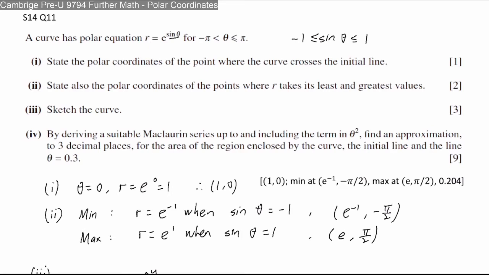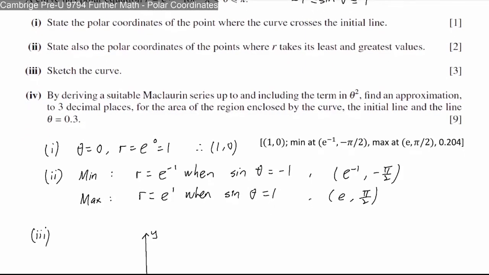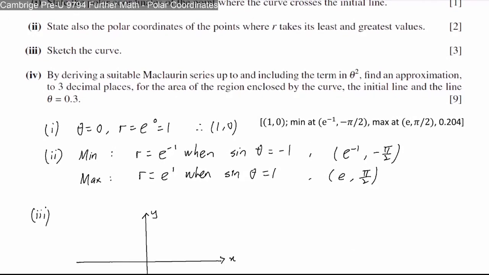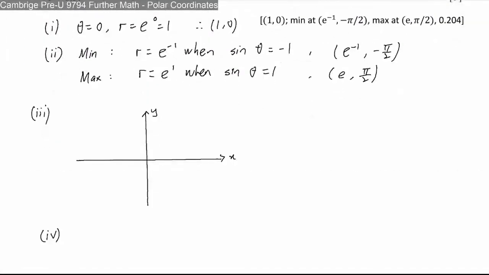The third part is to sketch the curve. So basically, when we are asked to sketch the curve after the first two parts of the question, it's definitely to help us. The values that we got in the first two parts are going to help us. So we know the curve is going to cross the initial line at (1, 0). So we know this is (1, 0). Okay, so we know the curve will start here, and then we also have the minimum r.